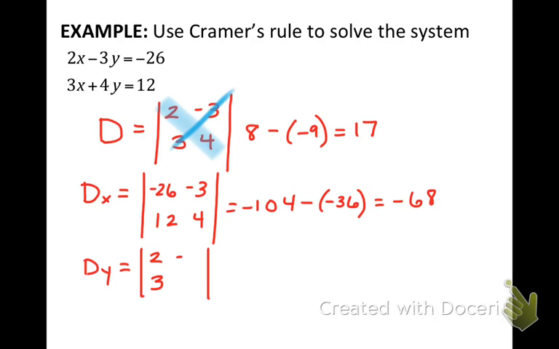Stay with me. You'll see the beauty in a few seconds. -26 and then 12. So that gets us 2 times 12, which is 24, minus -26 times 3, -78. So 24 plus 78 is 105. So now we've got all of the information that we need. Huh? Yeah, 105. No, that's not right. It doesn't look like I did your C's. Thank you. It's 102.